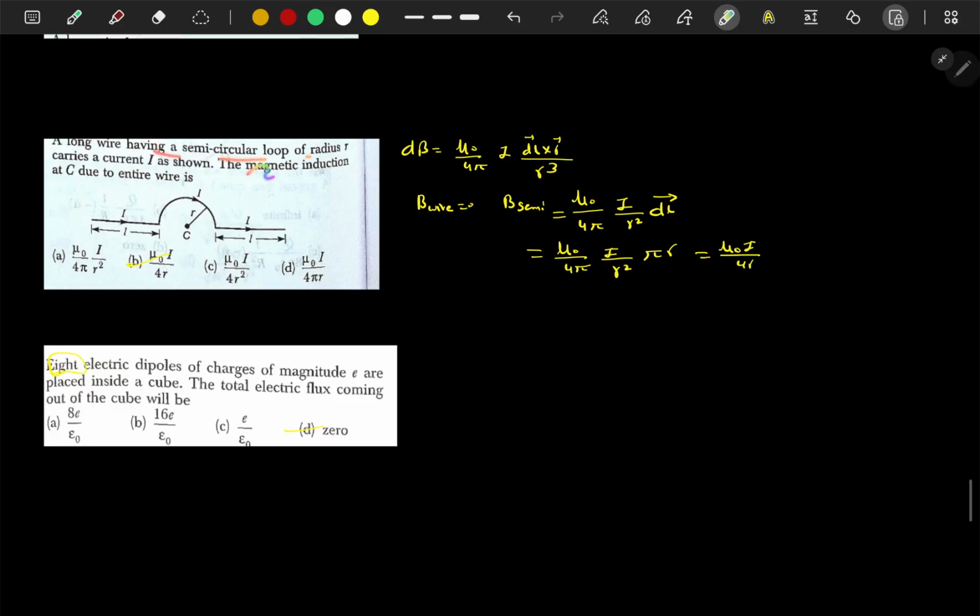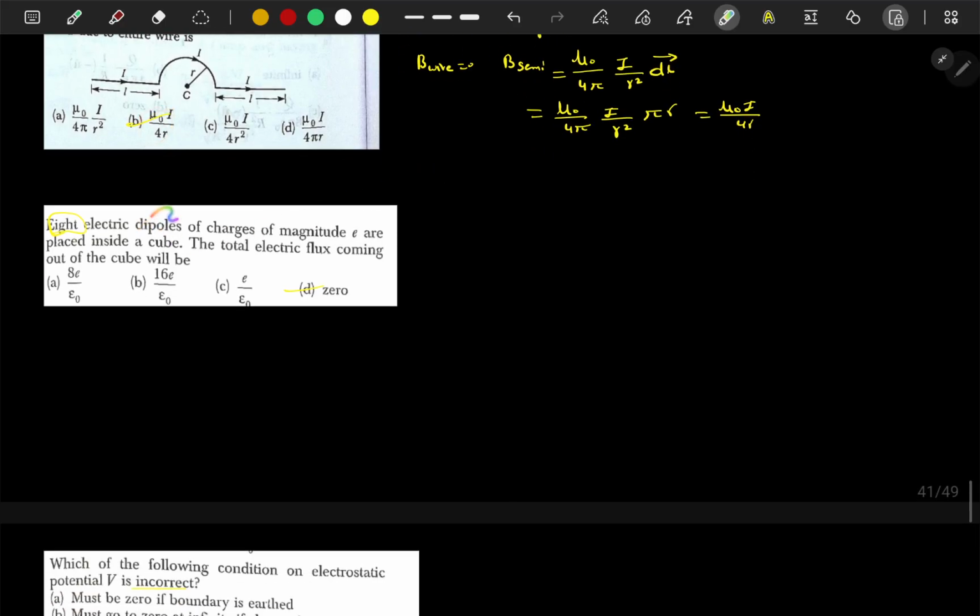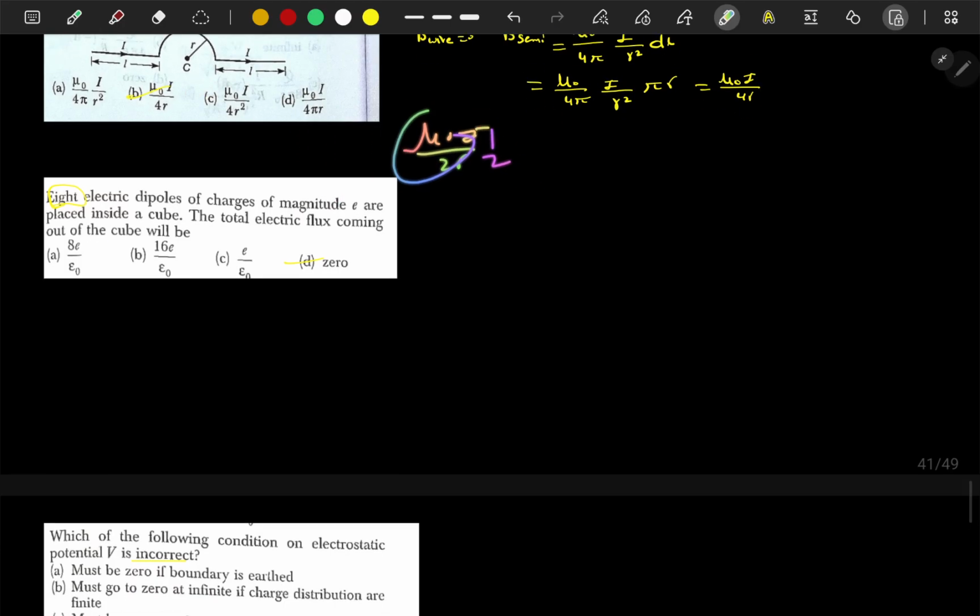A long wire in a semicircular loop, magnetic induction. So these are both wires on the axis, so because of the axis it is 0, and this is a half semicircle, so mu 0 I upon 2r, and mu 0 I upon 4r. For full it's 2r, and for half it is mu 0 I upon 2r for full, and half of this will be for semi.